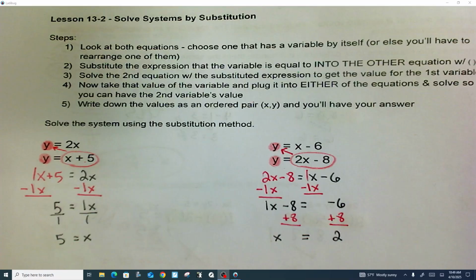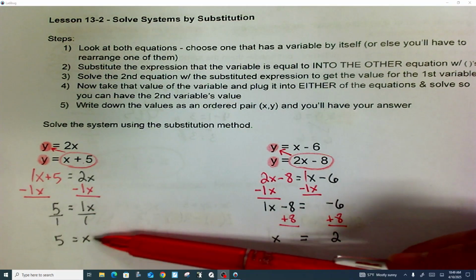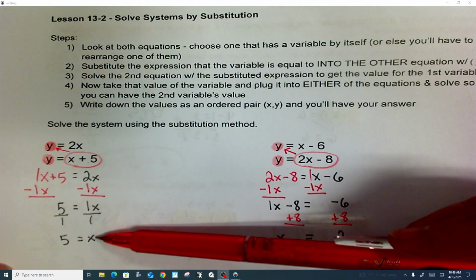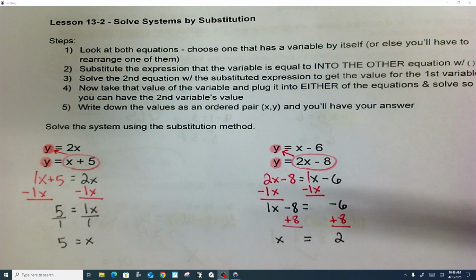Now I'm stopping this video because it's getting a little long, and in my second video we're going to pick up right where we left off, and we're going to say, how do we find out, if I have x equals 5, what in the world is y? If x equals 2, what in the world is y?